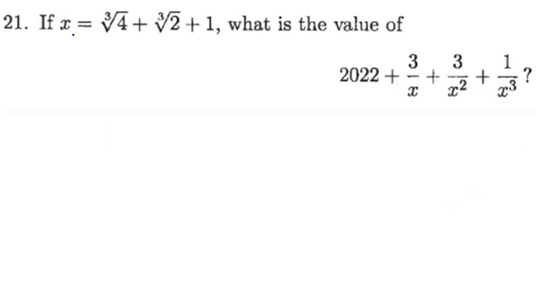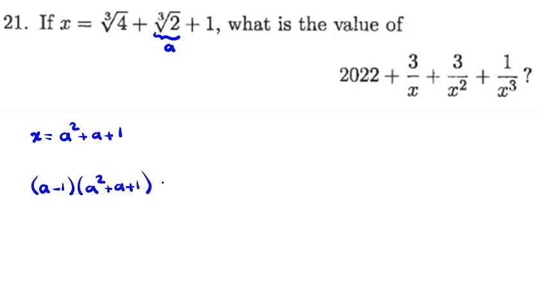Problem number 21. If x equals the cube root of 4 plus the cube root of 2 plus 1, what's the value of this term? Okay, so if I consider the cube root of 2 as a, then x is a squared plus a plus 1. We know if we multiply a minus 1 by a squared plus a plus 1, then we have a cubed minus 1. And a cubed is what? 2. 2 minus 1 is 1. So we understand if we divide both sides by a minus 1, then we conclude x will be 1 over a minus 1. It is this.